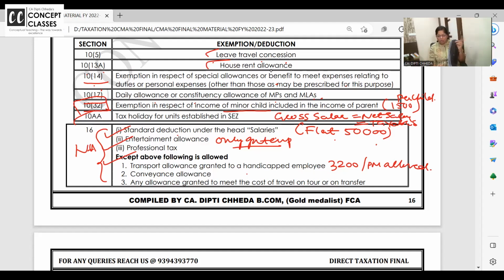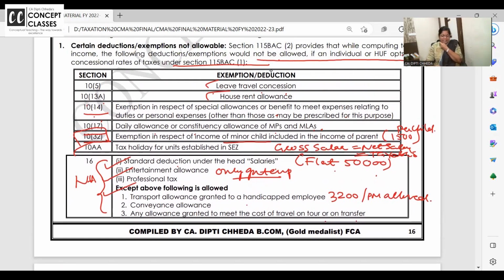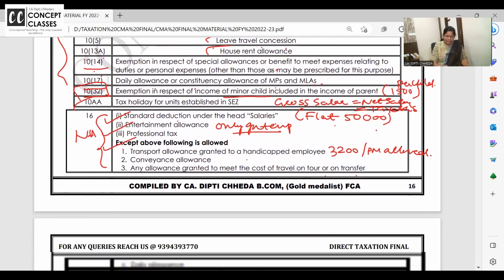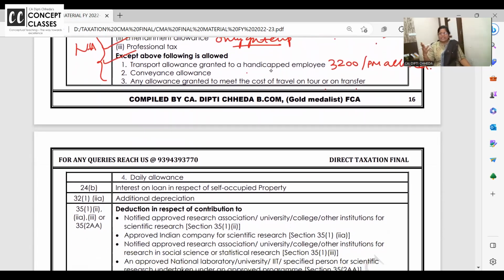Conveyance allowance, to and fro office and all, is allowed. Any allowance granted to meet travel on tour or transfers, like official travels, is allowed. Daily allowances: if you are in a hilly area or mines, where there is risk to life, you get daily allowances. So they are exempt. Once again, check the list of exemptions, and then check the list of the salary chapter. Is it clear?